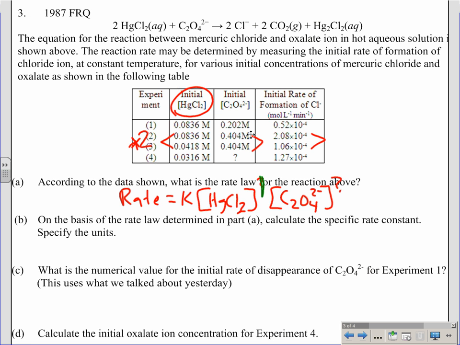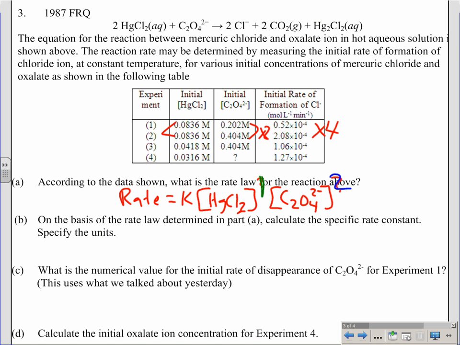And that then leaves C2O4. So let's look at a situation here where HgCl2 is constant and C2O4 2 minus hopefully doubles. Well, that's 1 and 2. In 1 and 2, these two are doubling. And if you look, 2.08 divided by 0.524, that's a quadrupling situation. So when my concentration doubled, my rate quadrupled, that would make it second order with respect to C2O4.